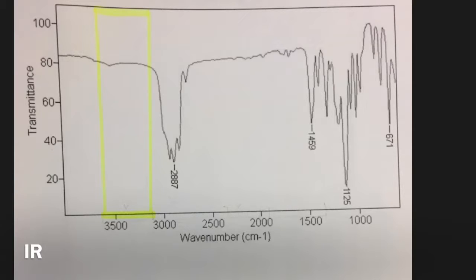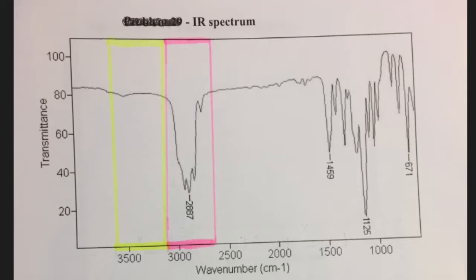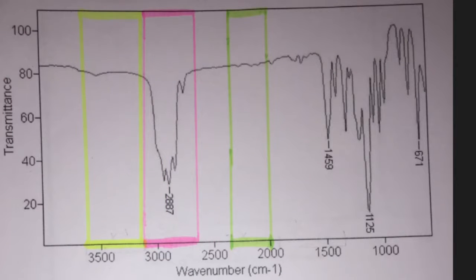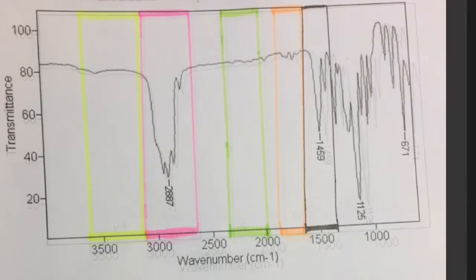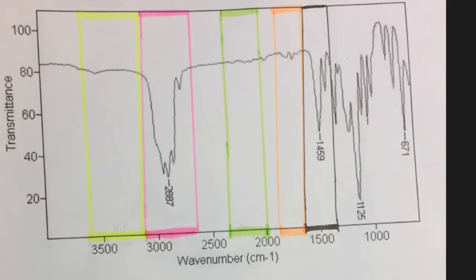Next, we're going to look at the IR spectra, and first we're going to identify the different zones. This is zone 1. It ranges from 3,700 to 3,200. Next is zone 2, which ranges from 3,200 to 2,700. Next is zone 3, which ranges from 2,300 to 2,000. Next is zone 4, which ranges from 1,850 to 1,650. Finally, we have the last zone, zone 5, which ranges from 1,680 to 1,450.